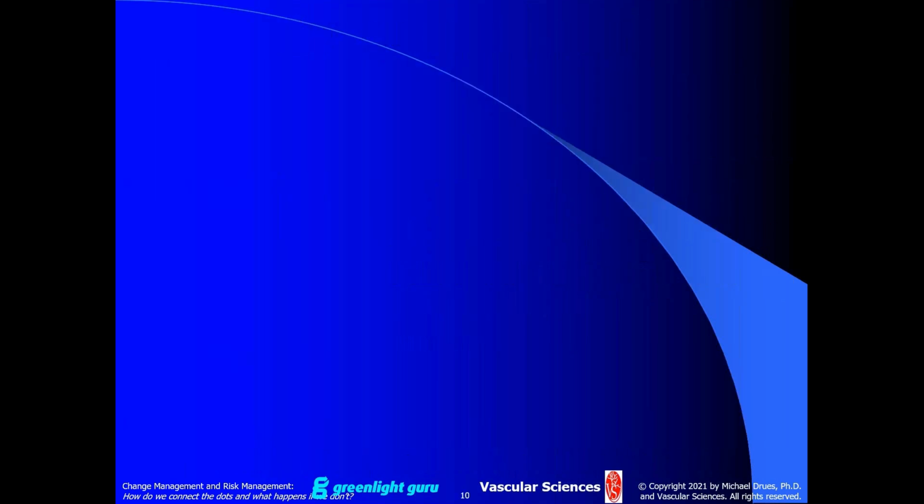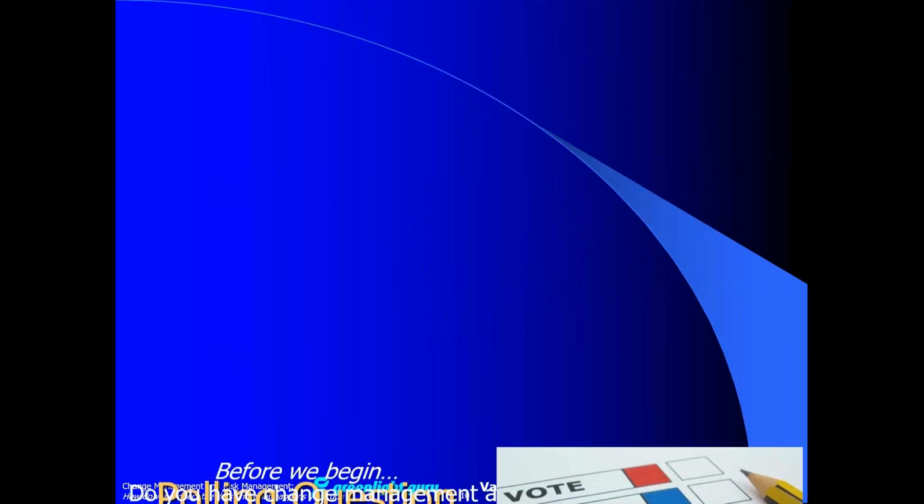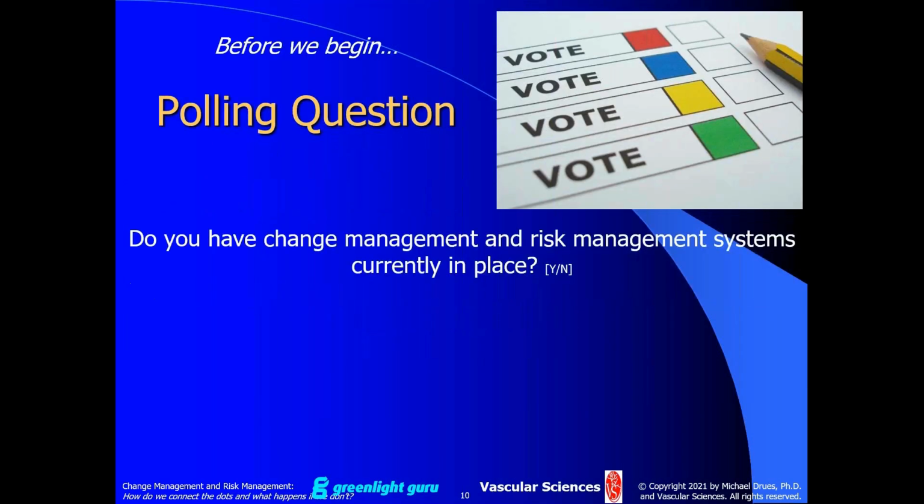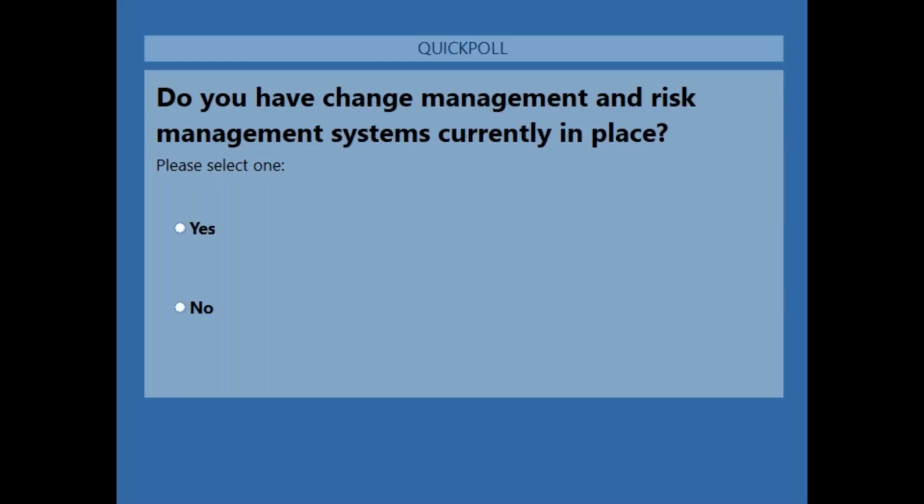But let's begin, John, with some polling questions before we get into the subject matter of today's webinar. Here's the first one. These are just a few quick yes or no questions. The first one is, do you have change management and risk management systems currently in place? Please respond yes or no. I think, John, you and I probably can guess what the answer is, but let's see what our audience says.